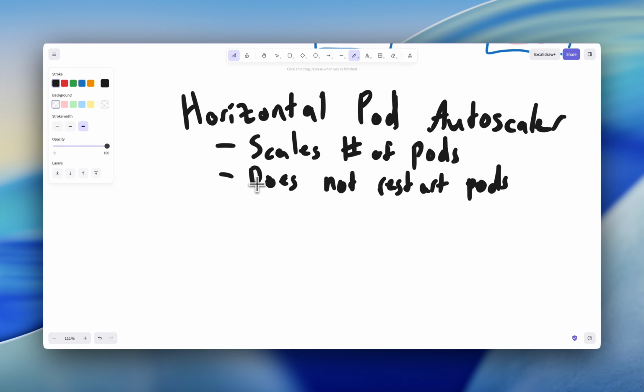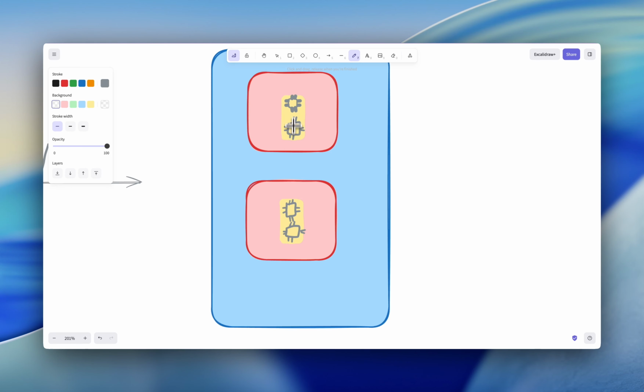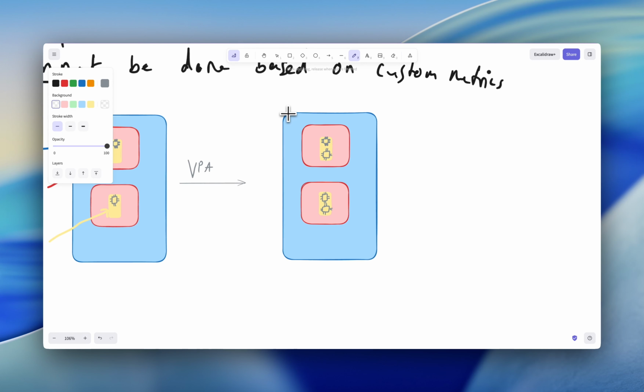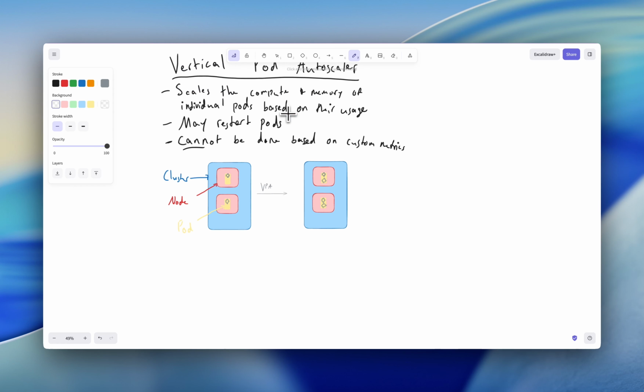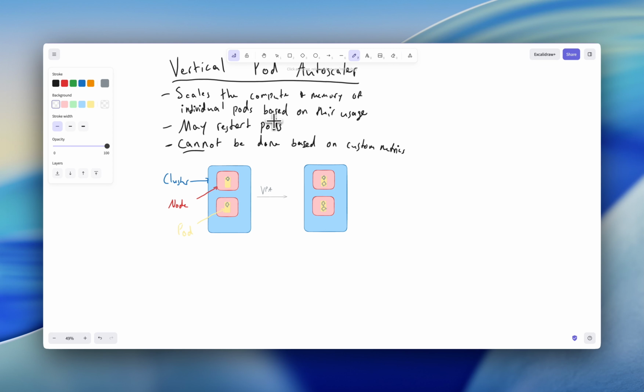But when we apply vertical pod autoscaler, we have the same number of nodes in our cluster. We have the same number of pods in our cluster, but we get more resources per pod, right? So this could be more memory. This could be more CPU, more virtual CPUs. It really depends on how you set it up. But the point is that it scales the compute and the memory of individual pods based on their usage.